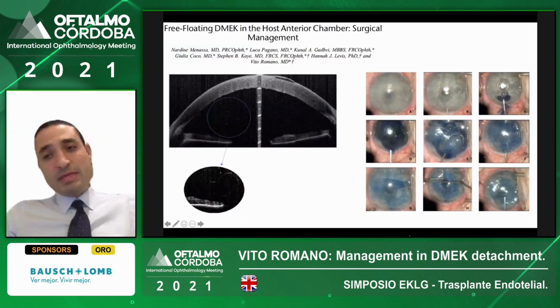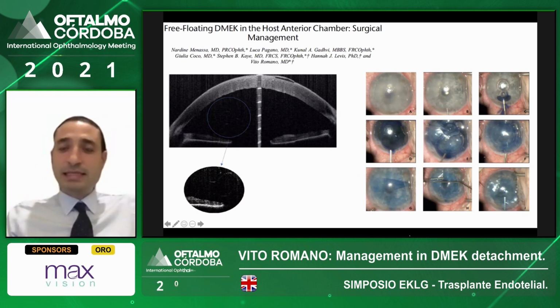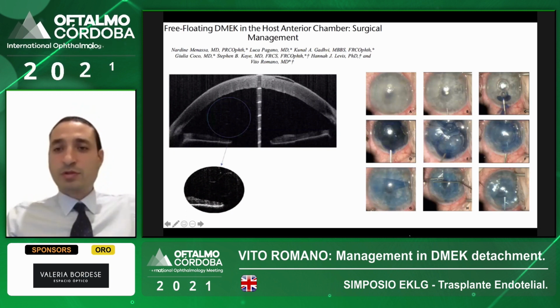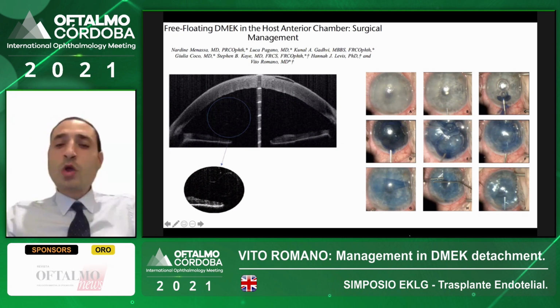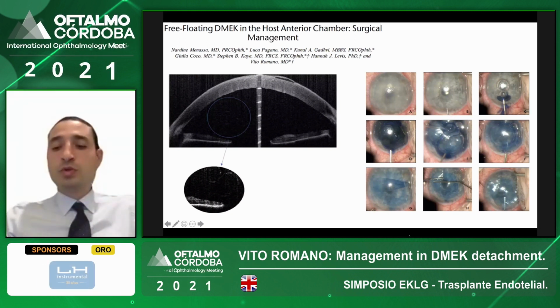If you have a problem instead, you have a free-floating Dmacc, meaning that the Dmacc is completely detached and is in the anterior chamber. You have a problem, as you can see in the first images, on the A images, where there is a complete edema. You can't see the graft because it loses the dye. And first of all, you need an OCT to see that. It's not very easy with OCT, but you will have some problem to rescue this graft.